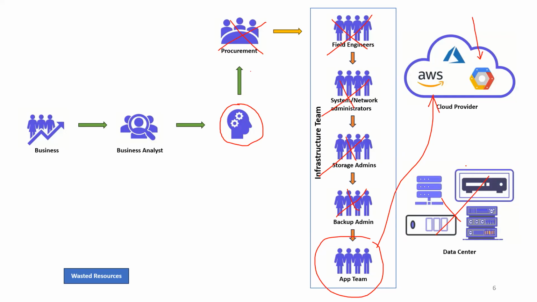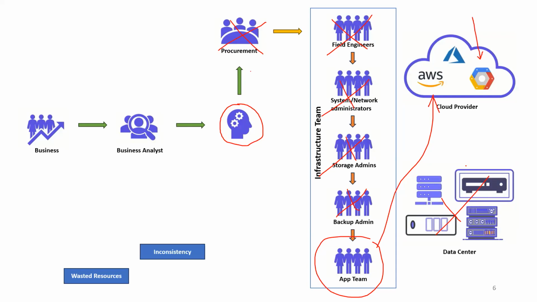Utilization of the computer resources is more than 90%. That's the reason you are not wasting the resources here. I mean, there will be some amount of wastage, but compared to the traditional working model, that wastage is very less. Okay, so this is how we are working in the cloud computing model.